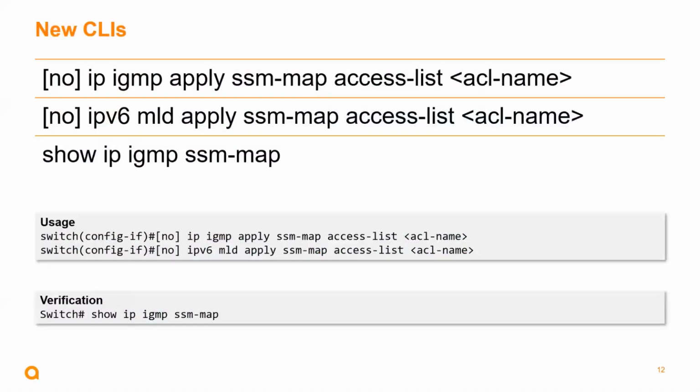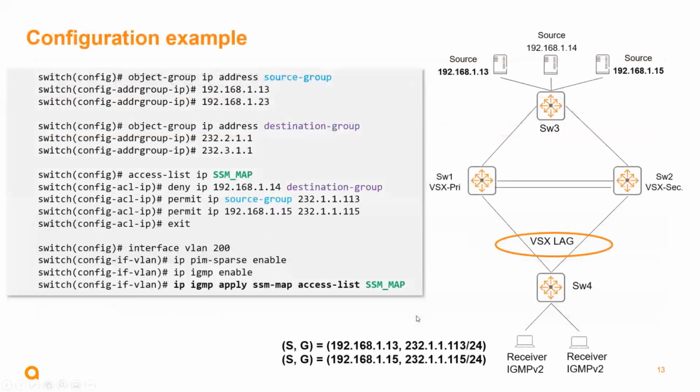New ACLs: ip igmp apply ssm-map access-list and the name of the ACL on the interface. Same thing with IPv6: ipv6 mld apply ssm-map access-list and the name of the access list. There is also a new command, show ip igmp ssm-map. We'll take a look at these here in the example.